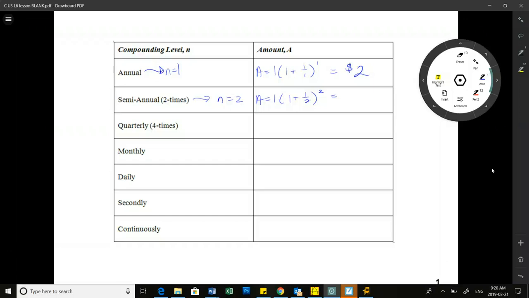What'd you get, Rachel? 2.25, yeah. Great, okay. So I think we can continue this. So we're gonna need some people out there calculating.